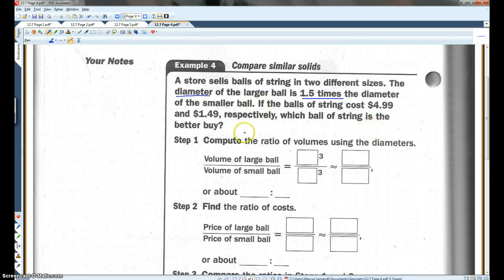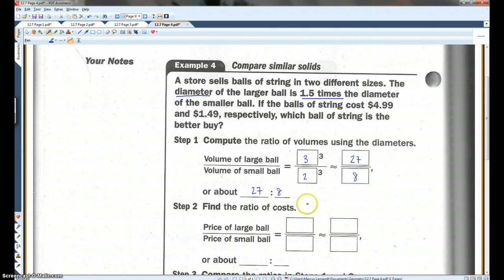Okay, so if the diameter of the small ball is 1, the diameter of the large ball would be 1.5. We could also, if we wanted, multiply each of those by 2, and have 2 to 3 instead, which makes things a little bit nicer. 3 cubed, 3 times 3 times 3 is 27. 2 times 2 times 2 is 8. So, their ratios are 27 to 8.